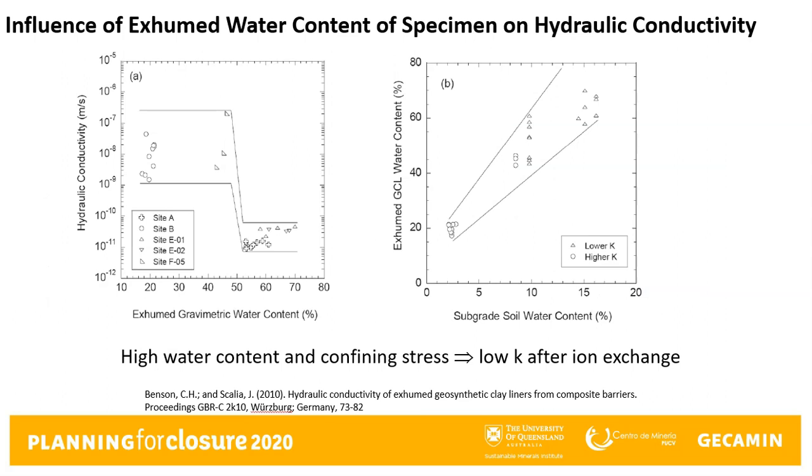A subsequent study, also by the Benson group, was designed to investigate the relationship between the extent of hydration and the hydraulic performance of the GCLs after ion exchange. The researchers found that when the exhumed GCLs had water content greater than 50%, they maintained a low hydraulic conductivity even after ion exchange. To maintain a high water content in the GCLs, the researchers found that the subgrade water content must be above 10%.